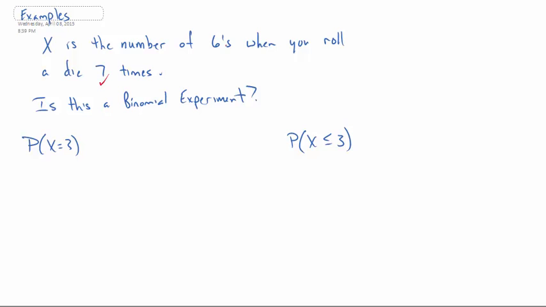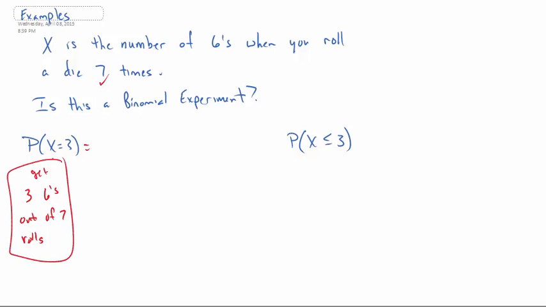Is one roll independent of the other? Yeah. And finally, does the probability change from one roll to the next? No. The probability of rolling a 6 is 1/6 every single time. This is what we would call a fair die. And we don't change the die from one roll to the next. So what's the probability that X equals 3? That is, what's the probability that we get 3 6s out of 7 rolls?